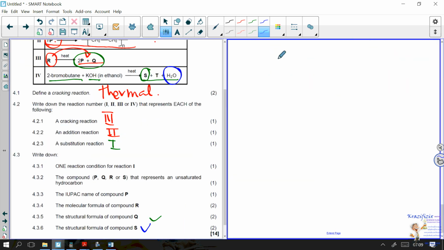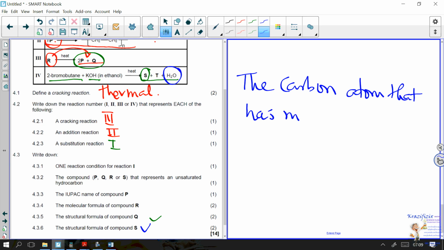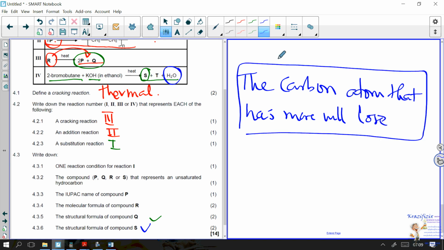So please do not forget that we lose from the carbon atom that has more. When you talk about Zaitsev, the carbon atom that has more will lose. Is that okay? The carbon atom that has more will lose. All right, and then we have our organic chemistry done there. All right, good stuff.